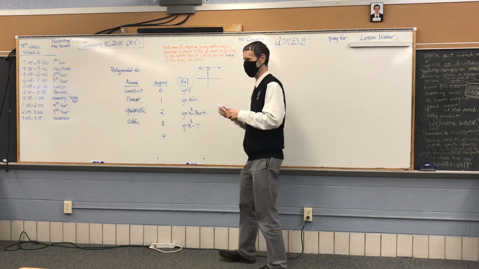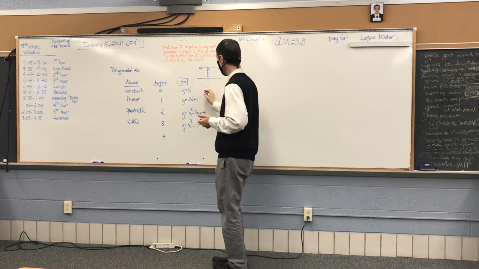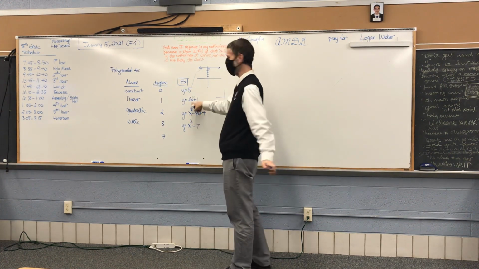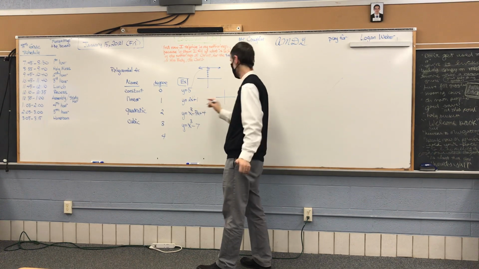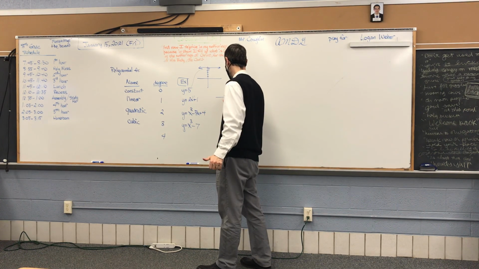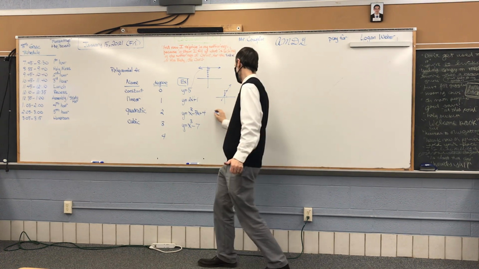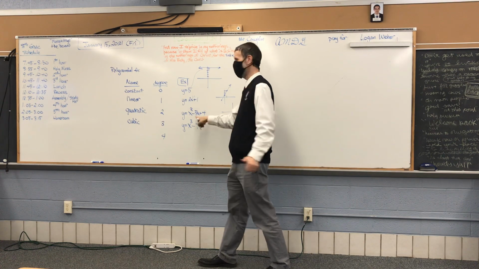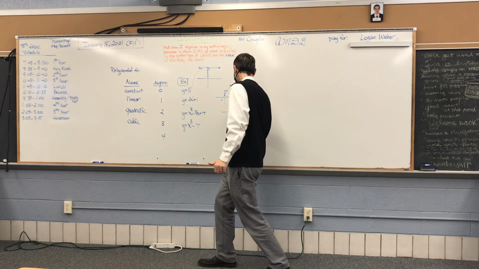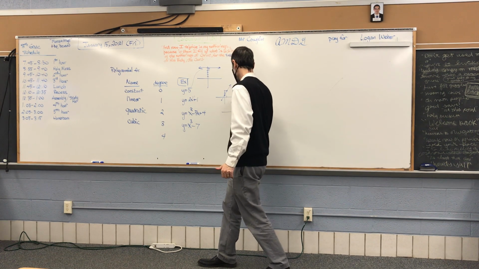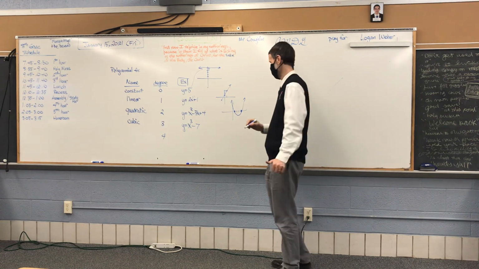Just as a quick example, what does it look like? I'll give you a quick demo of these. Y equals 2x plus 1 is slope-intercept form. That should look familiar. Start at 1, then rise 2, run 1. This one is a parabola. It's kind of a U shape.